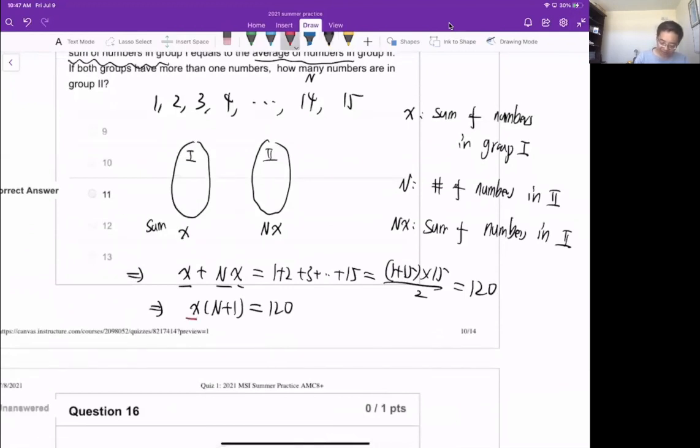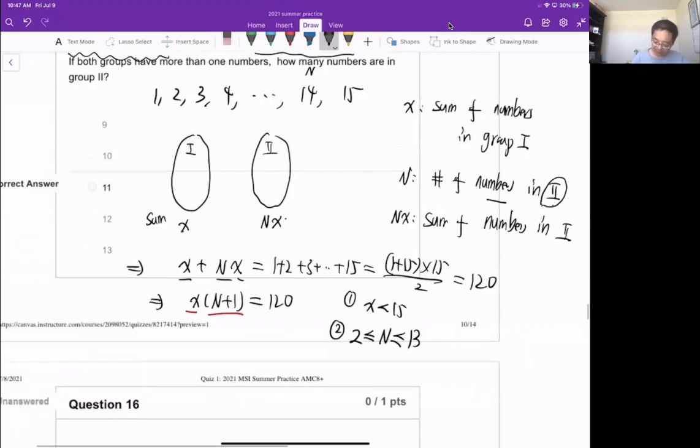Now, this tells us X and N plus 1 are both factors of 120, but not every factor is eligible. You see, because X is the average of numbers in group 2, well, average cannot go beyond 15. So we have X has to be less than 15. And number 2, N is how many numbers in group 2, and it also has to be no greater than 13, because we assume that each group has at least 2 numbers. So it's between 2 and 13, right?